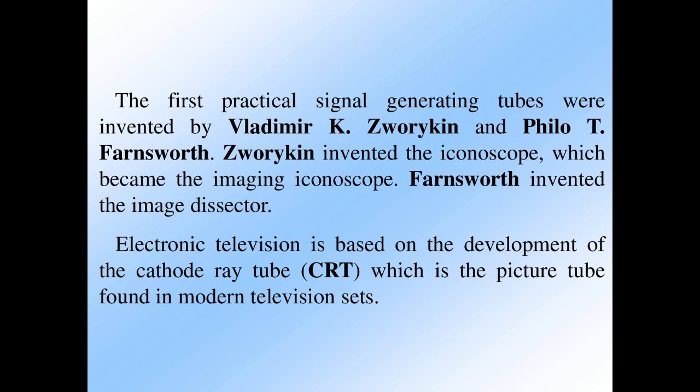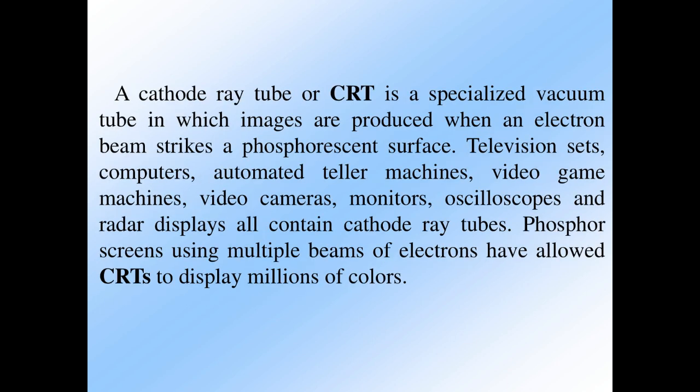Electronic television is based on the development of the cathode ray tube (CRT), which is the picture tube found in modern television sets. A cathode ray tube, or CRT, is a specialized vacuum tube in which images are produced when an electron beam strikes a phosphorescent surface. Television sets, computers, automated teller machines, video game machines, video cameras, monitors, oscilloscopes and radar displays all contain cathode ray tubes. Phosphor screens using multiple beams of electrons have allowed CRTs to display millions of colors.